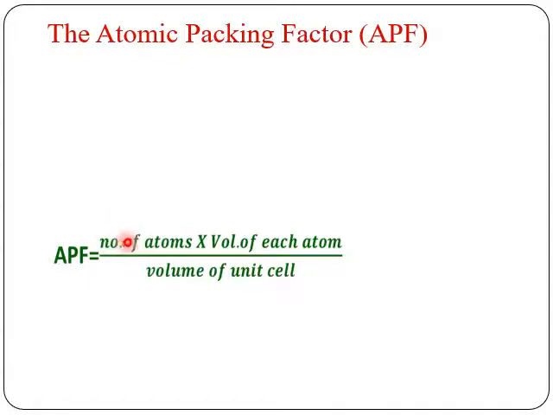So if it is body centered, here we are going to get a 2. That is 1 by 8 into 8 plus 1 at the body center. Okay. So like that for FCC it will be 4, and for HCP it will be 6. So the number of atoms will keep on changing depending upon the crystal structure and volume of each atom.